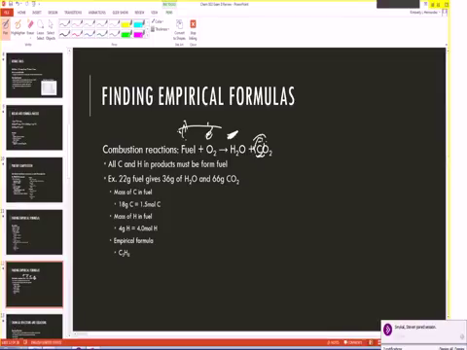So if we have 22 grams of fuel and we have 36 grams of water and 66 grams of carbon dioxide, the first thing we would do is find how much carbon we have in our fuel. And the way that we would do that is figure out how much carbon we have in the CO2. So we would figure out how many moles of CO2 we have. So CO2 is normally going to be, what for our molar mass? Right, it's going to be 44.